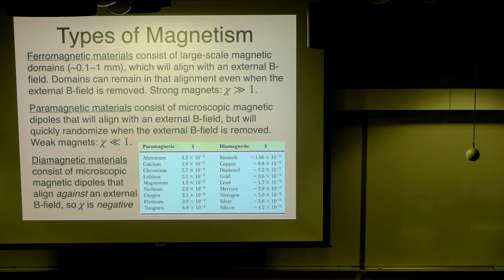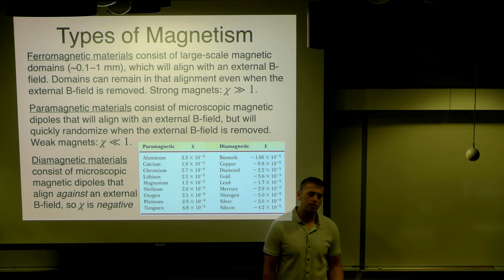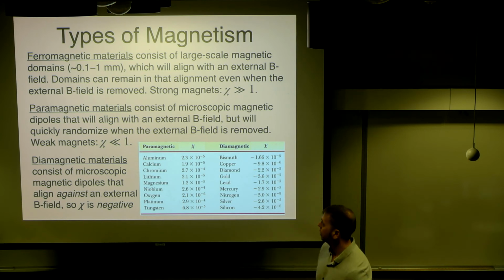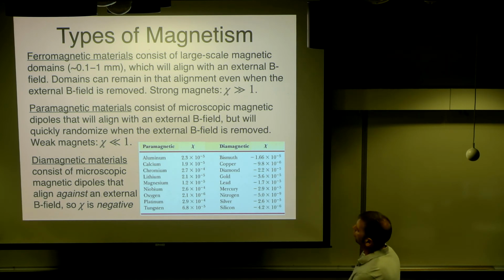Okay, so moving on. It turns out what I just described to you, ferromagnetism, is just one type of magnetism. It turns out there are other types which are a little bit more subtle to understand. So we'll just run through this real quick, get a qualitative picture.